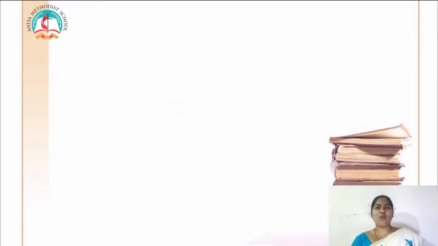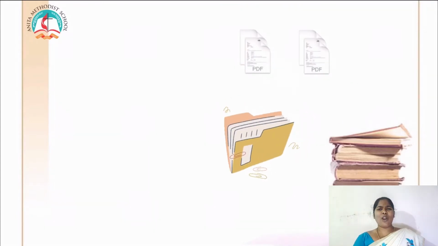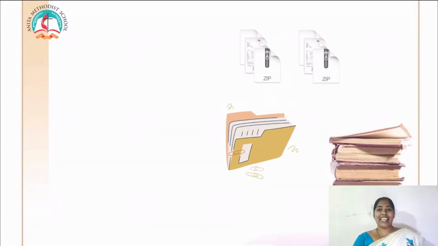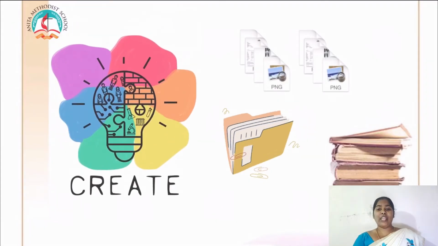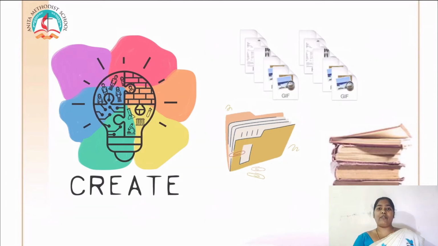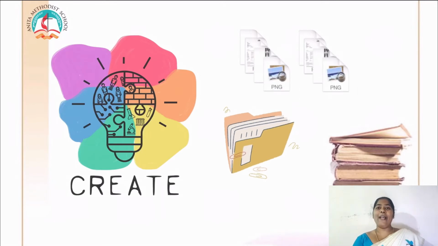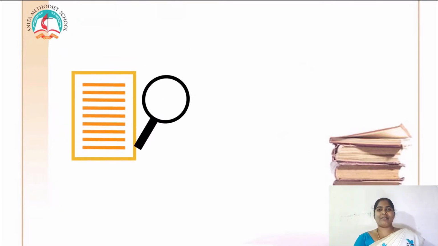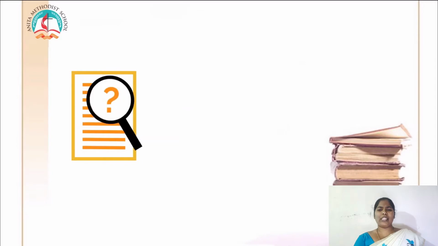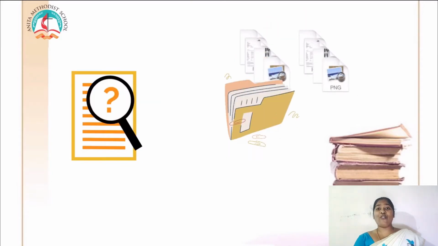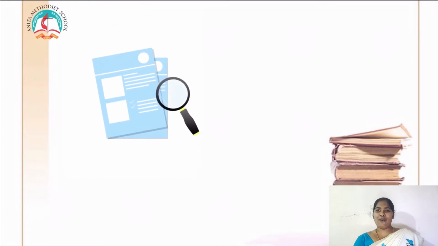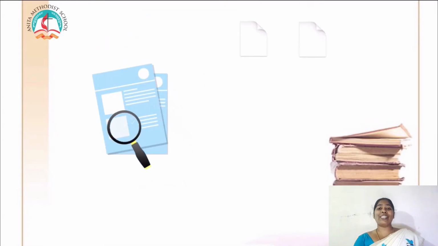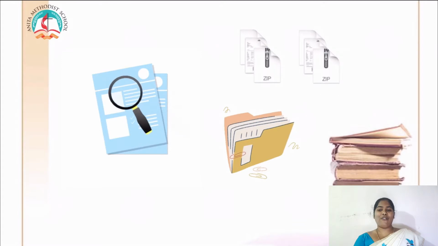Did you remember what we had learnt in the previous lesson? What did we learn, children? Yes, what is this? Files and folders. Very good. We learned how to create files, how to create folders. We learned there are two methods to create a folder. And then what is this? Yes, how to find files or folders, and also how to search files or folders.